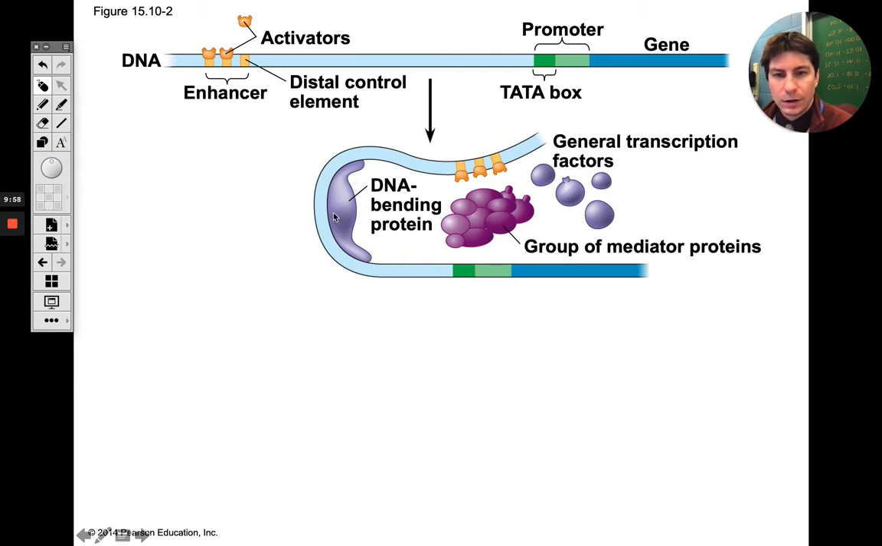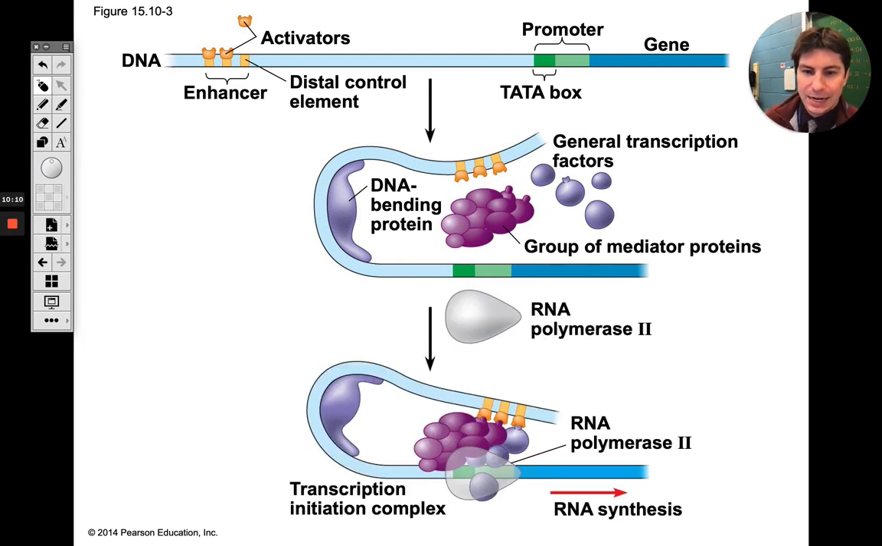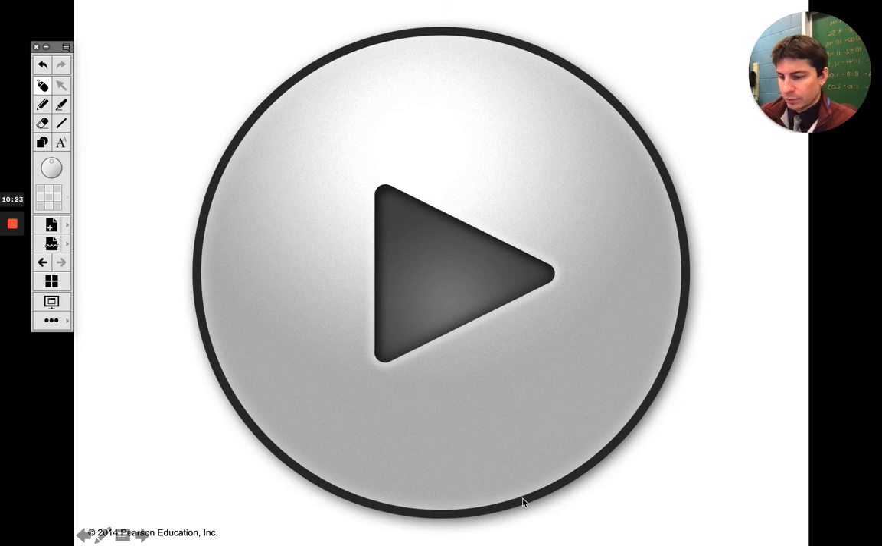Over here on the left side, we're going to have a DNA bending protein. That's just going to help our DNA bend a little bit, so that we're not tearing our DNA. Don't forget, our DNA is in a helix form, so that whole helix is bending. And then once we get the activators through the mediator proteins going to the promoter, we can then start our transcription process.